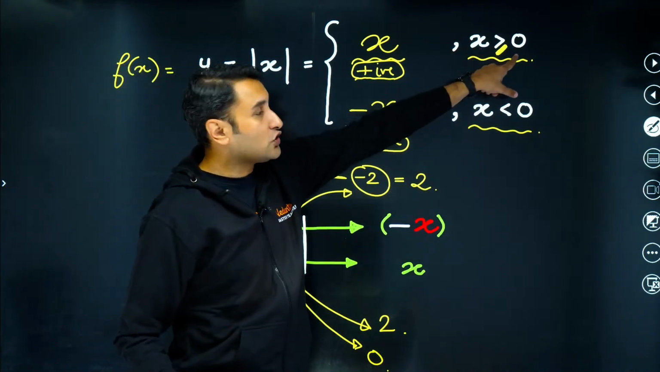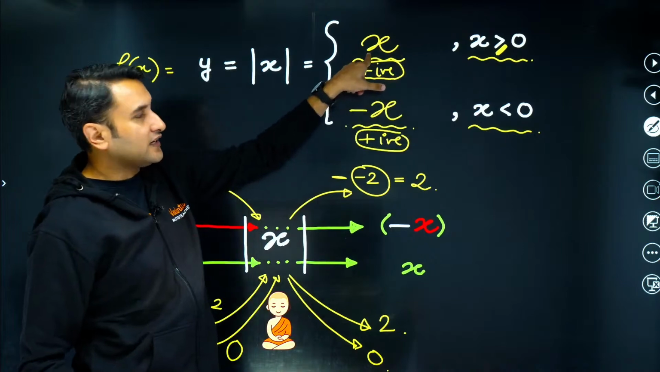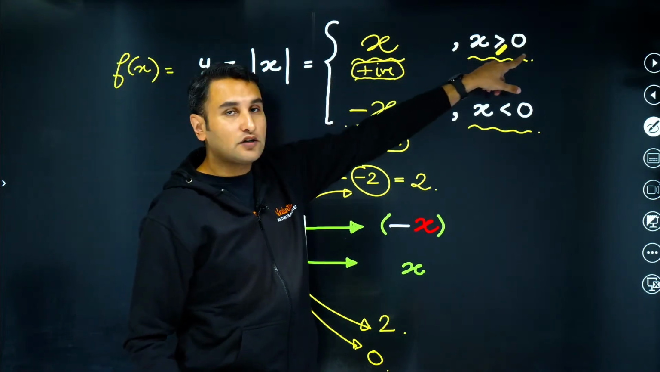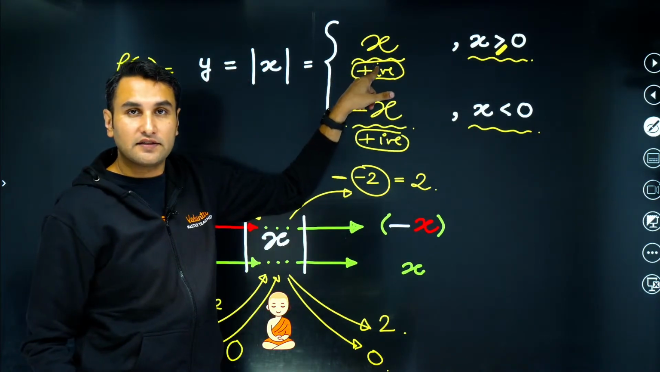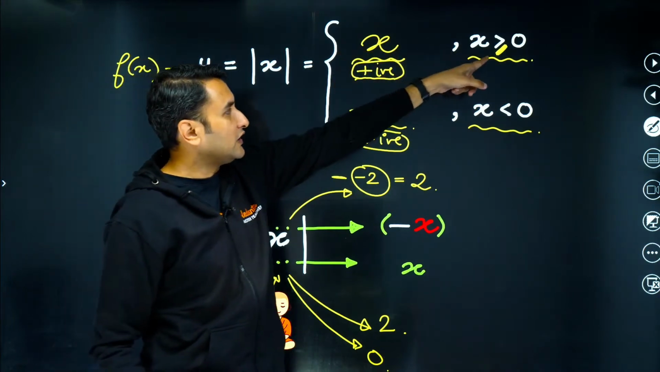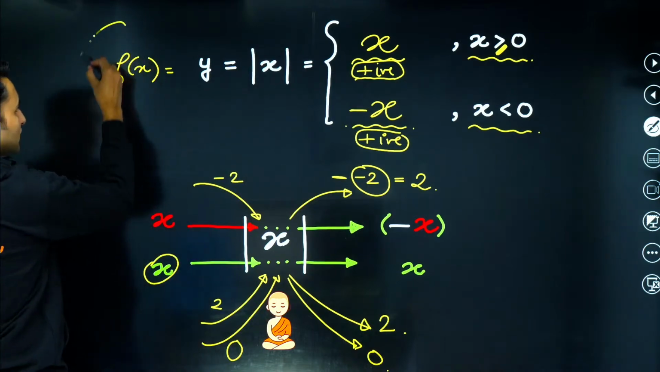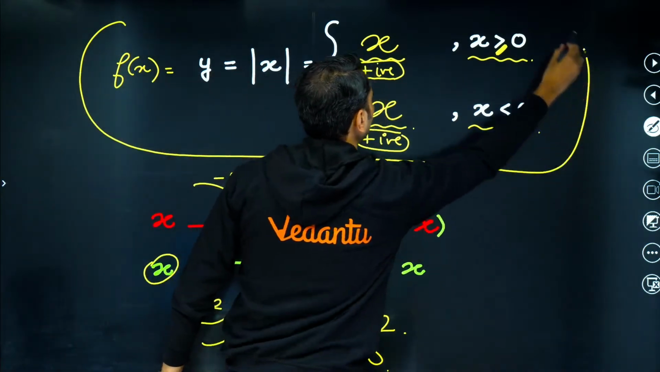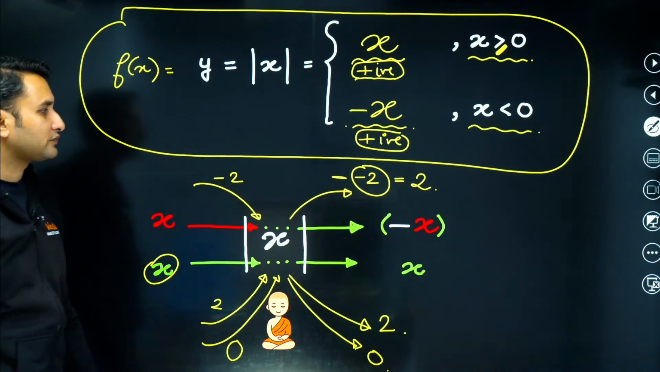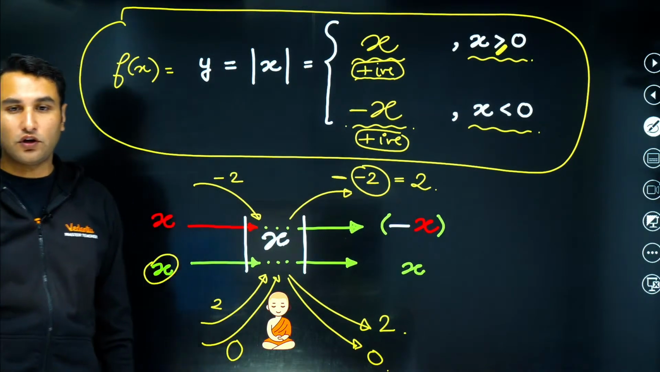When x is equal to 0, the output is again x, which is 0, right? So, I am including 0 here. Now, this is the complete definition of the modulus function. Clear here? Is this clear to all of you? Makes sense?